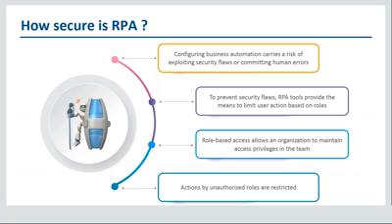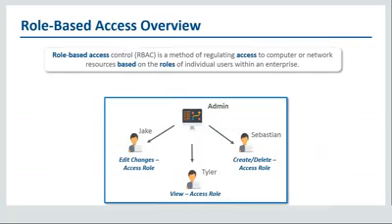So role-based access allows an organization to maintain access privileges in the team. The right person should have the right privileges. He or she should not be able to access higher level privileges that are involved with the software. And also actions by unauthorized roles are restricted. So if a person is trying to access your product and he has not been assigned a role, he becomes unauthorized, and hence he will not be allowed to use any aspect of the software product that you have designed. So this is how secure RPA is.